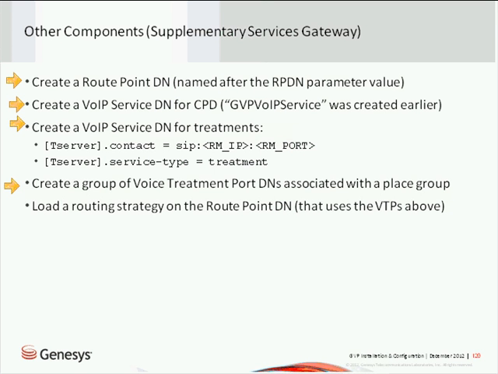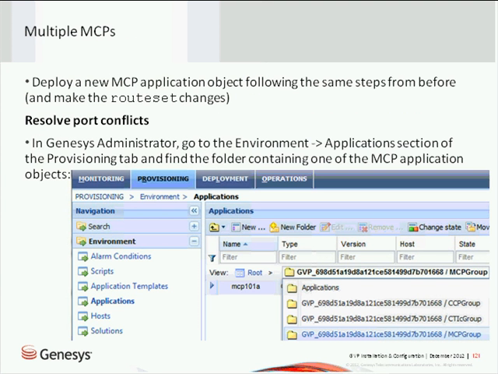And then the funky part is you have to create a whole bunch of voice treatment port DNs, associate them with IVR ports, have them in your place group so your stat server can pick that in your routing strategy that is loaded on that RPDN named strategy we mentioned earlier. But I'll leave that basically up to the user. Somewhat convoluted and depends on what sort of port ranges you want to use. So that's pretty much most of the other components we can install in a nutshell.